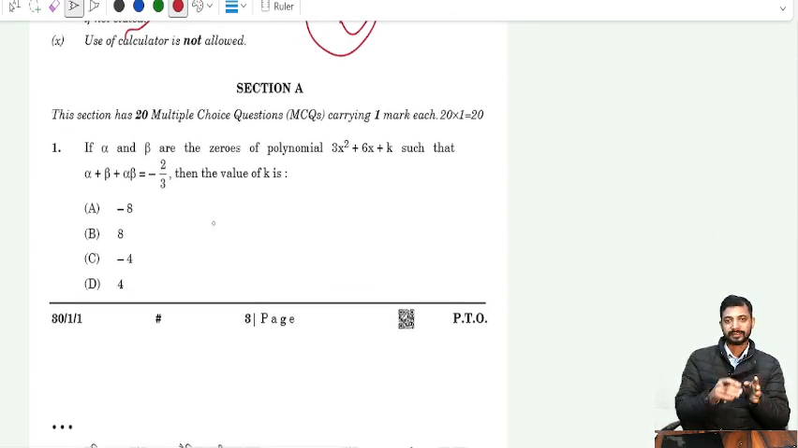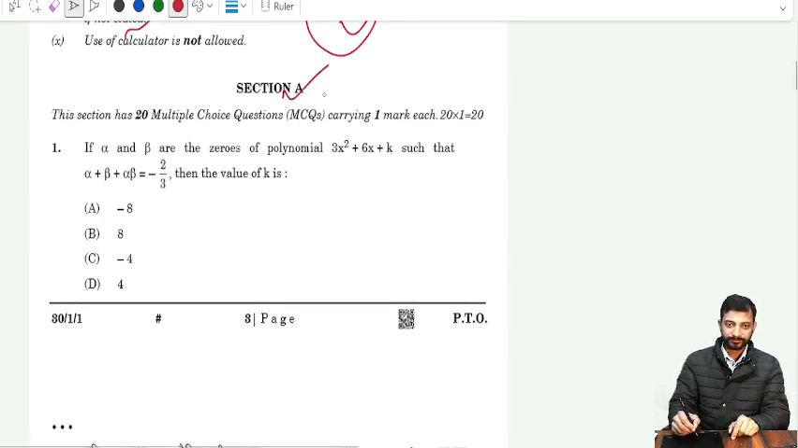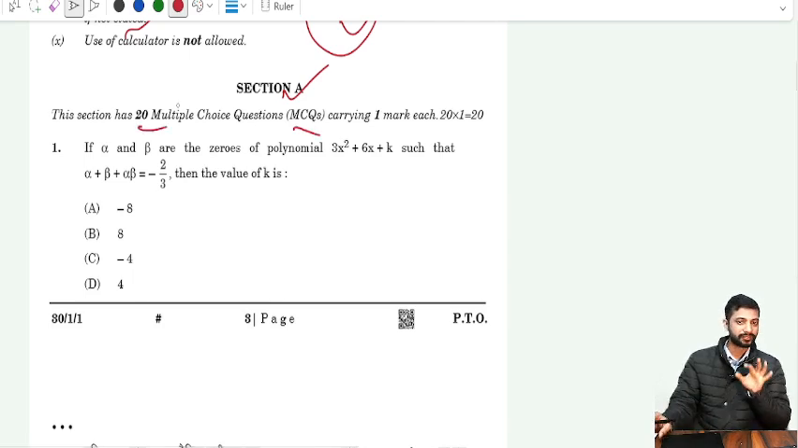Let's start section A. This section is MCQ, 20 multiple choice questions. In these questions you have to just select the correct answer. You are given 4 options and you have to select the correct one. So let's start. Here I will not only select the correct answer, but I will give you the concept of how to solve the question. So let's see.